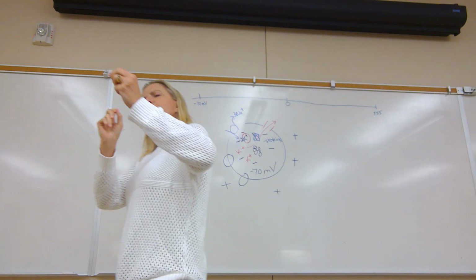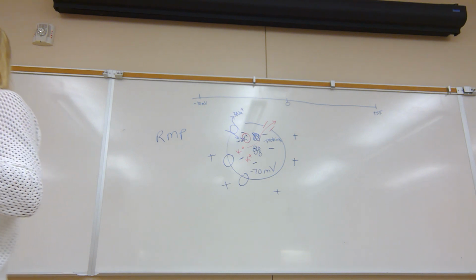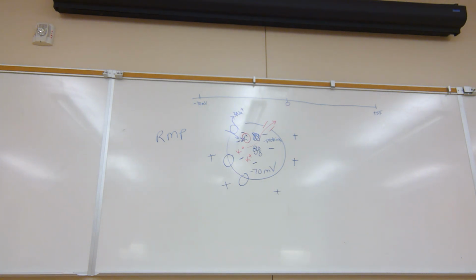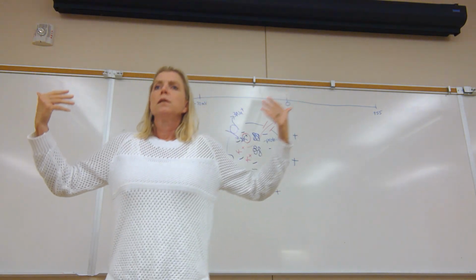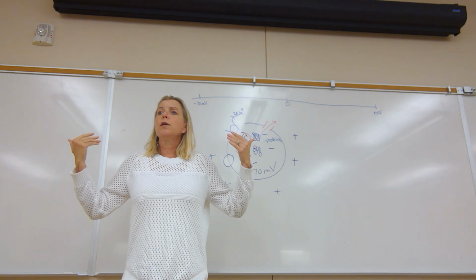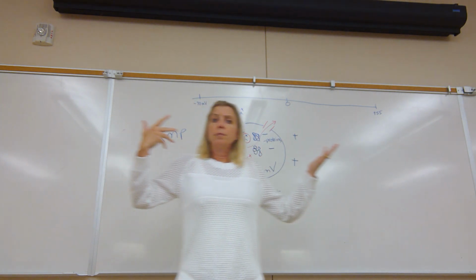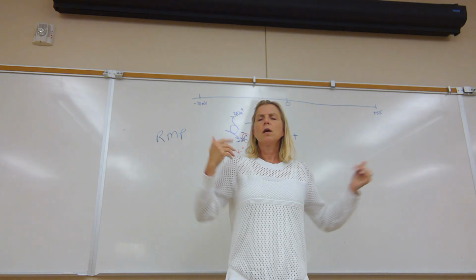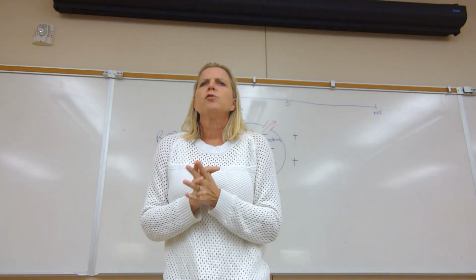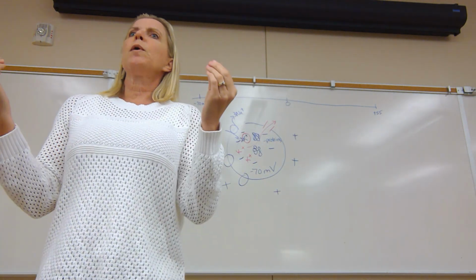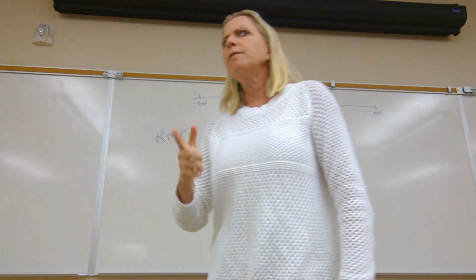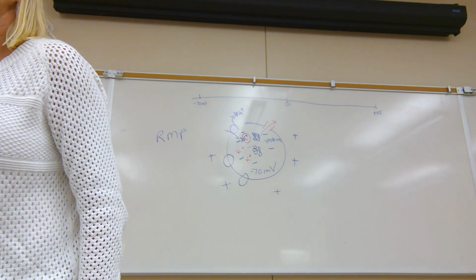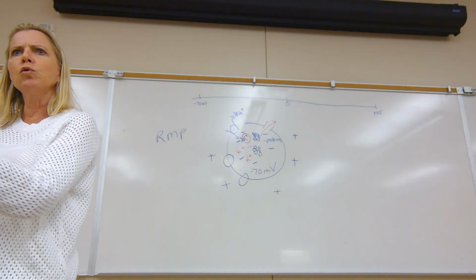In order to reach threshold, and I'm almost done, so bear with me, you have to depolarize the cell. Scientists have measured this, and threshold is given a number, but it's an average number. It depends on the cell. Just like if you've ever fired more than one kind of gun, you know they all have their own trigger point.